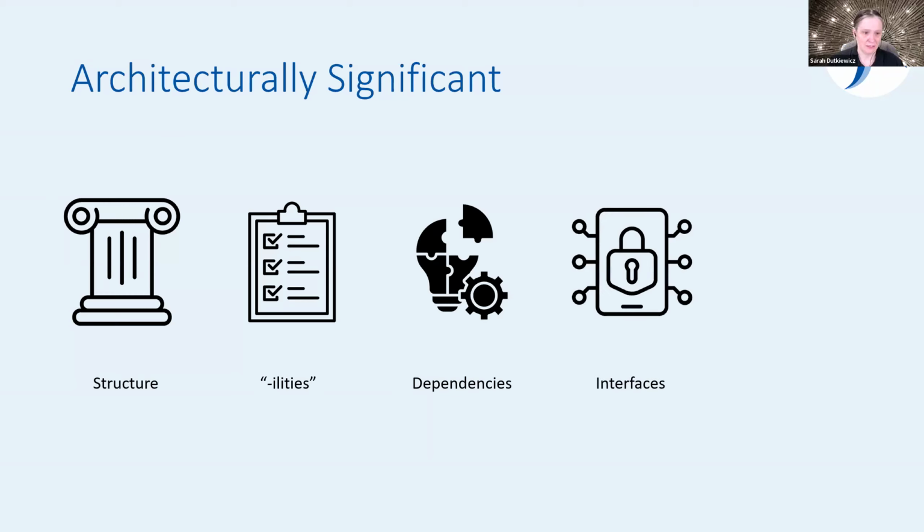The next one is interfaces. So how are your services and components accessed by others? If that is a thing to consider, that's probably going to be an architectural decision.